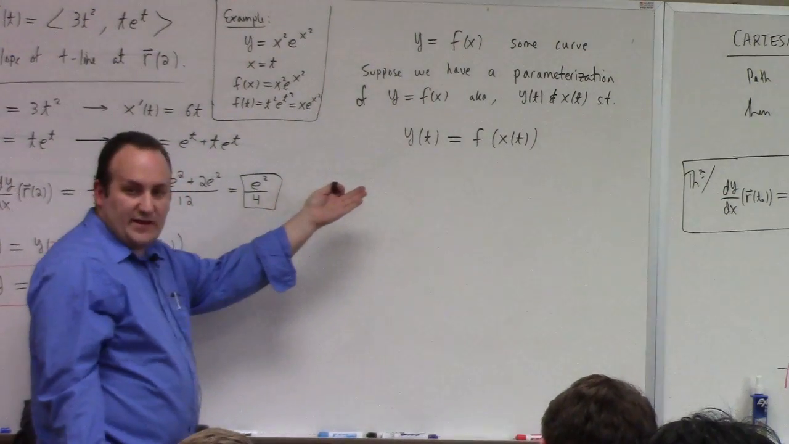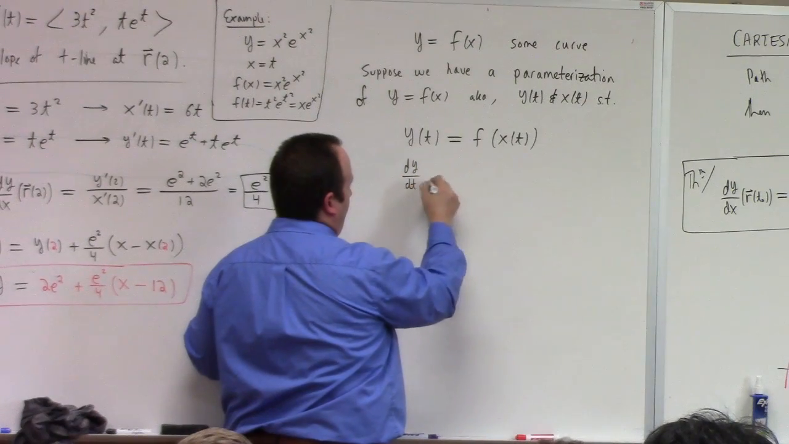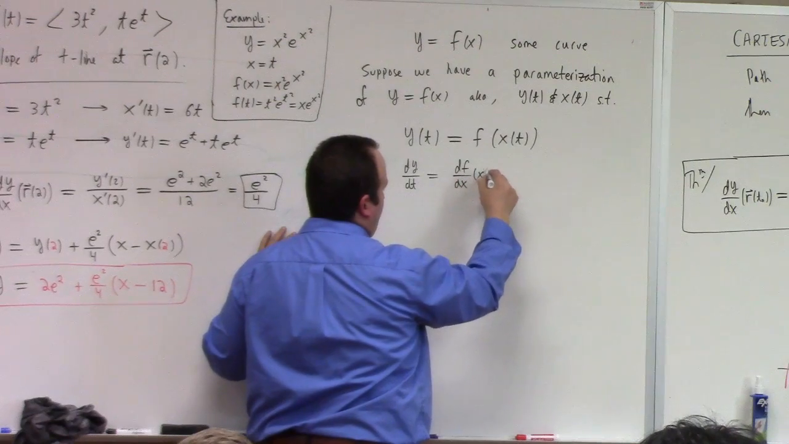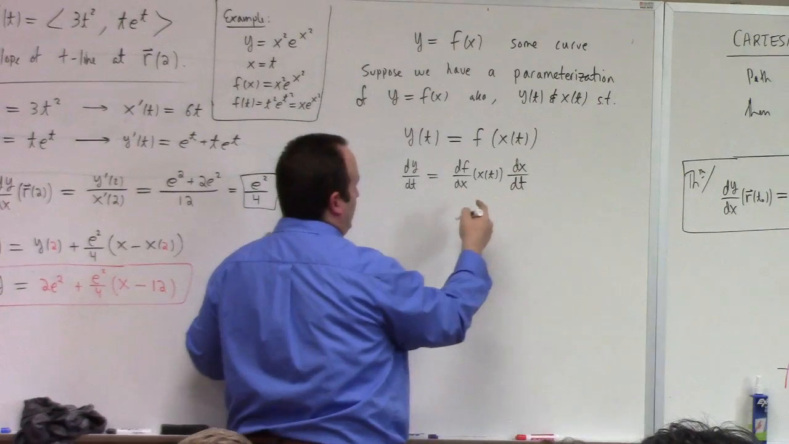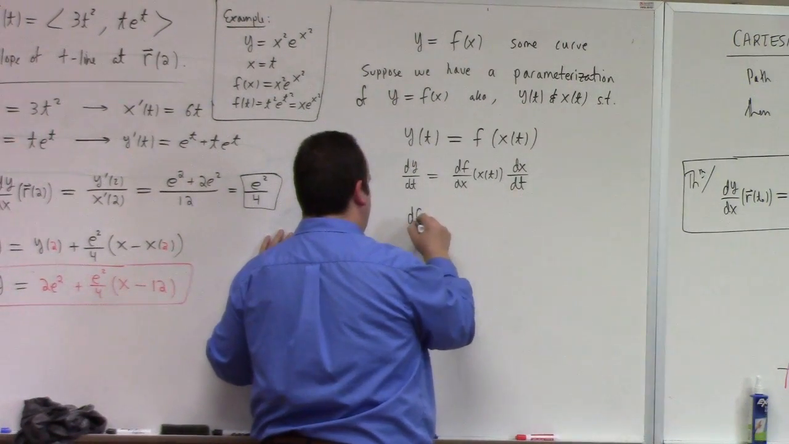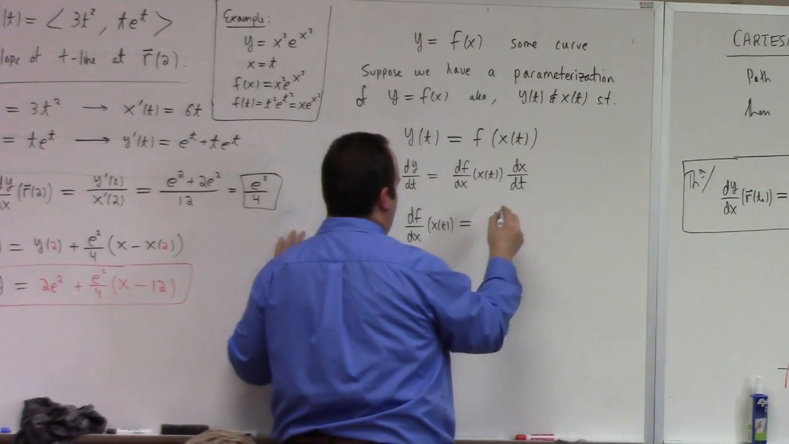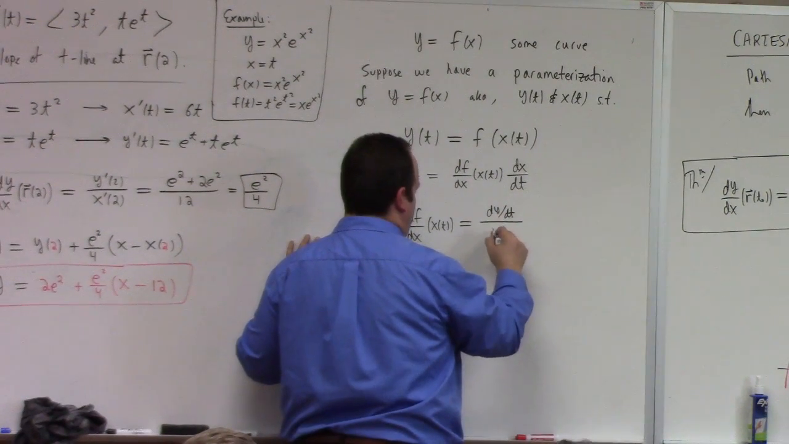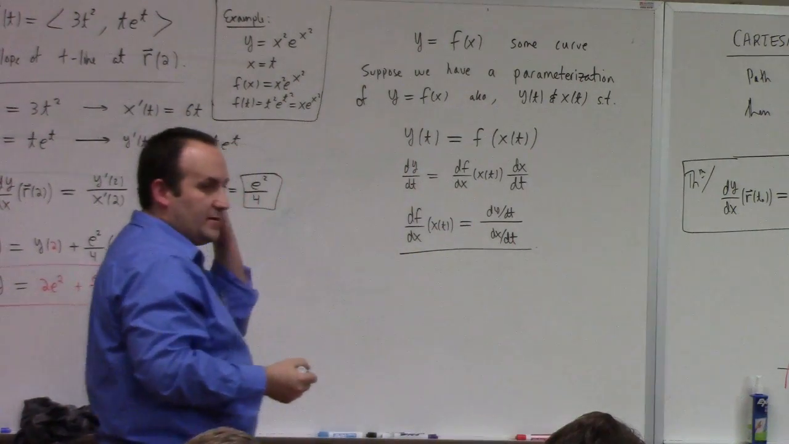If you differentiate that with respect to time on both sides, what happens? We get dy dt equal to what? Well, it's equal to df dx at x of t by the chain rule times dx dt. In other words, we get df dx at x of t equal to dy dt divided by dx dt, and you put in the appropriate point dependence. That's the theorem.